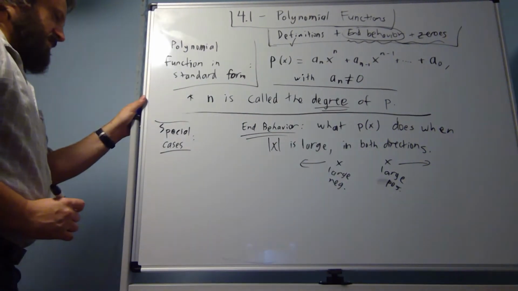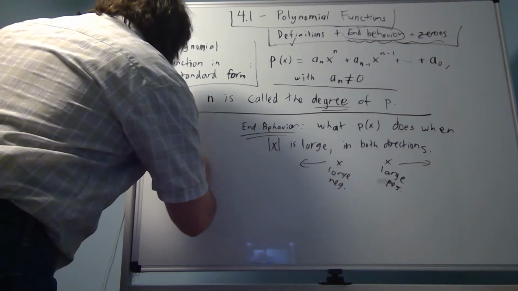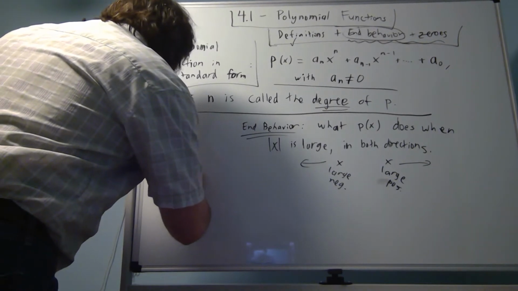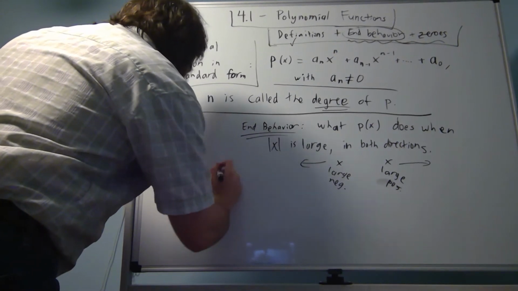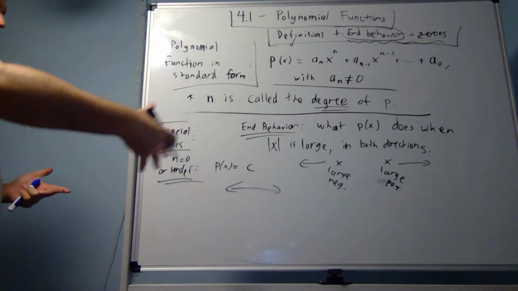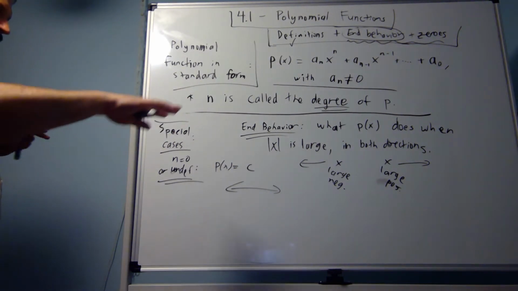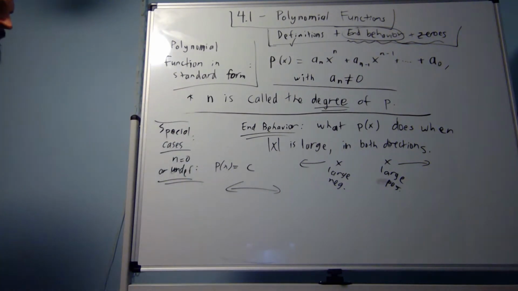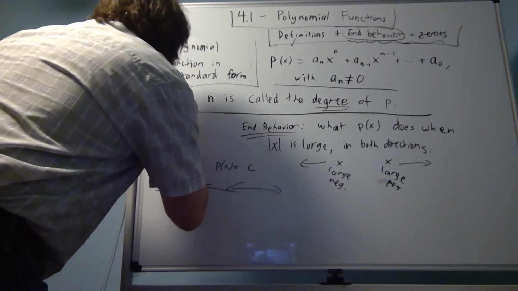Well, we already know that if n is equal to 0 or undefined, those are the two cases, it's either the 0 function or a constant. The end behavior is, well, that's what the shape of it is. It's flat. Either the function is always 5 or always 12, or the output is always negative 12. Not much to see here. So those are special cases.